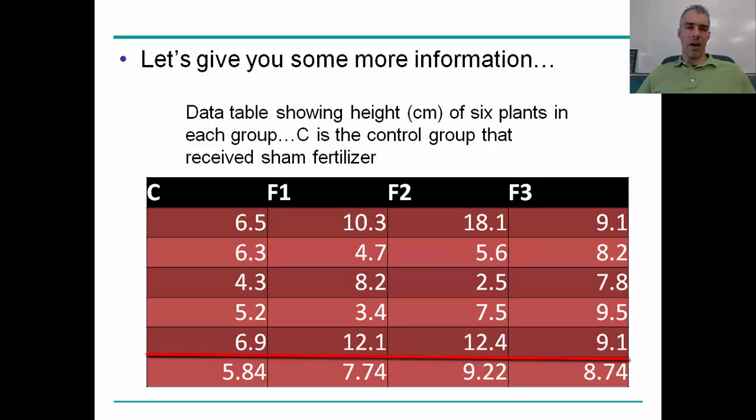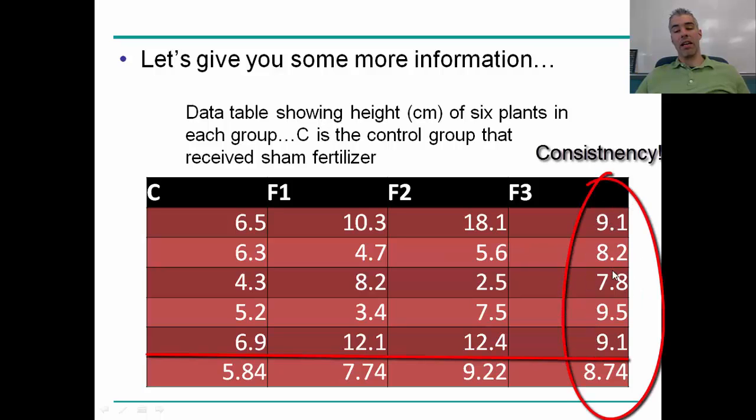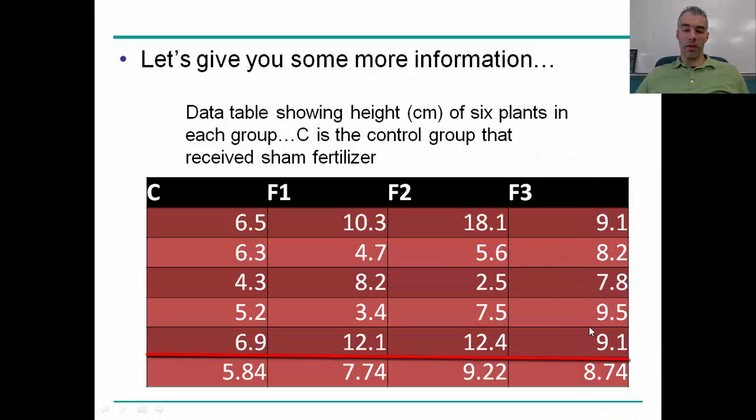And one thing should kind of come to mind when you look at it. The previous graph graphed just the means of the plants, or the average of the group. When we look here, though, if we look at the control group, notice how close together those values are. If we look at F1, the values are all over the place. The same thing's true with F2. You have this very large value here, and this very small value here, and intermediate values here and here. Whereas F3, we have consistency throughout. 9, 8, 7, 9, 9, okay? And that consistency is important, okay?